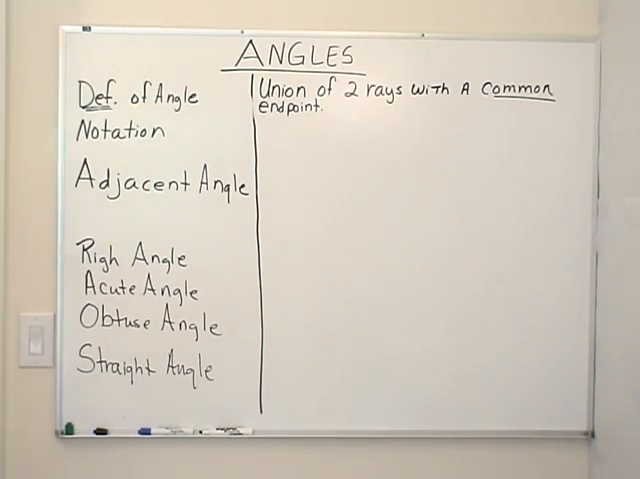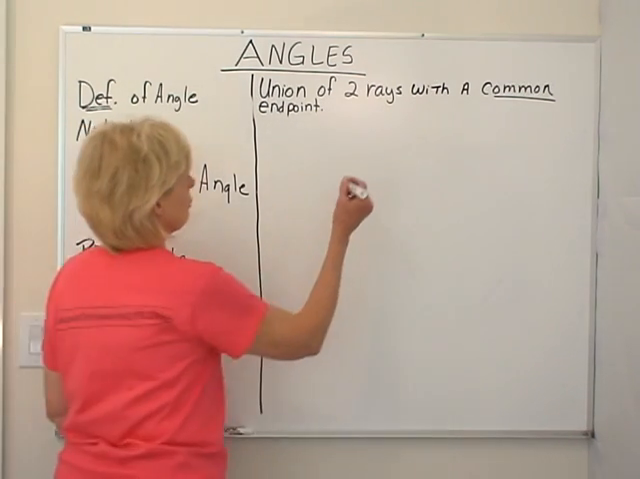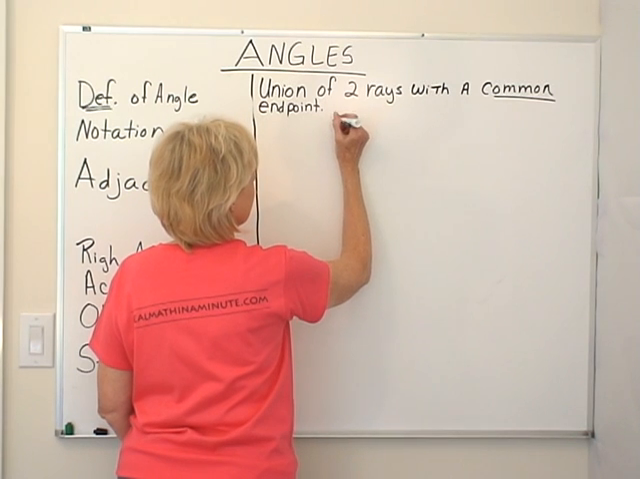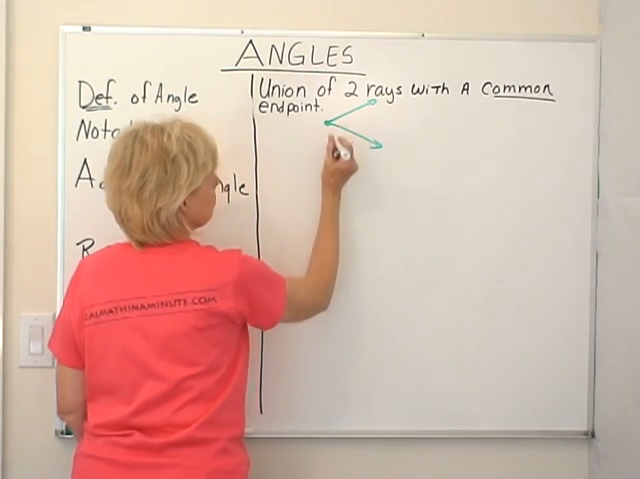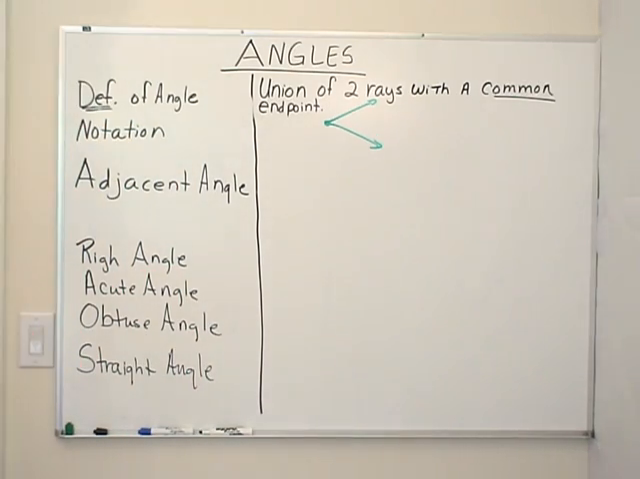What we mean by angle in geometry is the union of two rays with a common endpoint. That's really the definition. We have to be precise about that. This is what it looks like. It just means that you've got two rays. Here's one and here's one, and they have a common endpoint. That's all it means. We've already talked about rays.